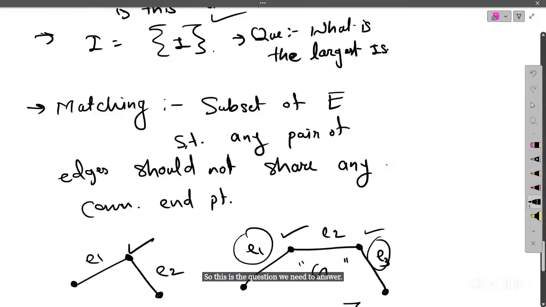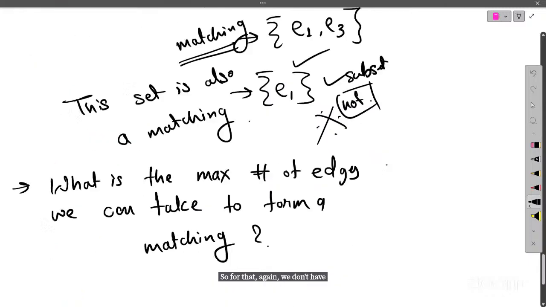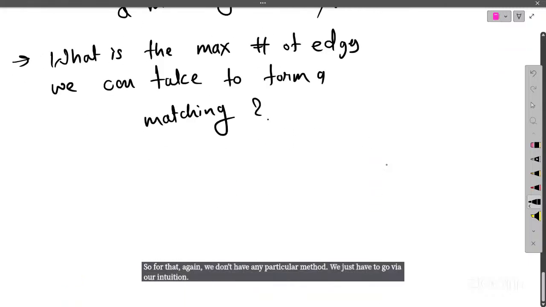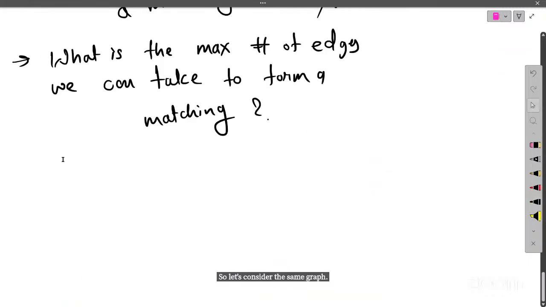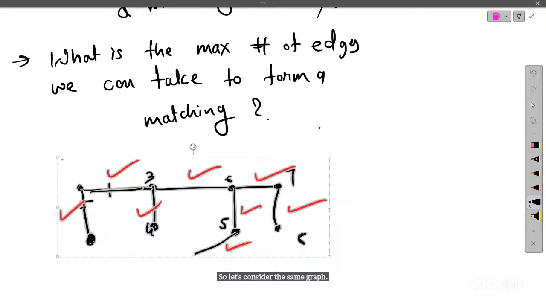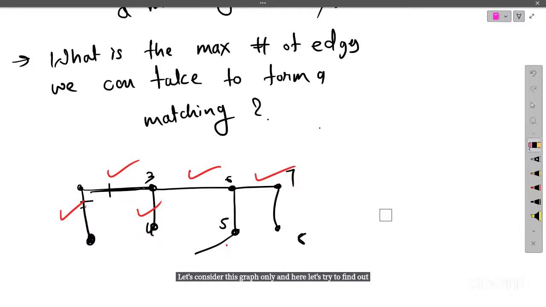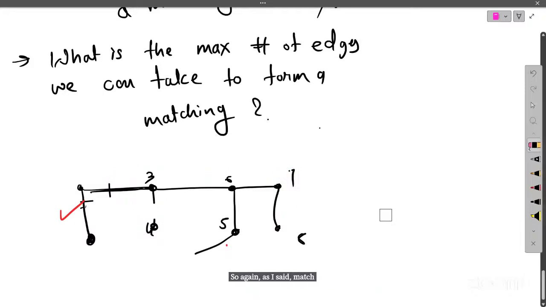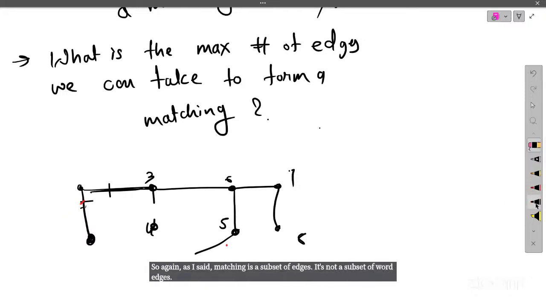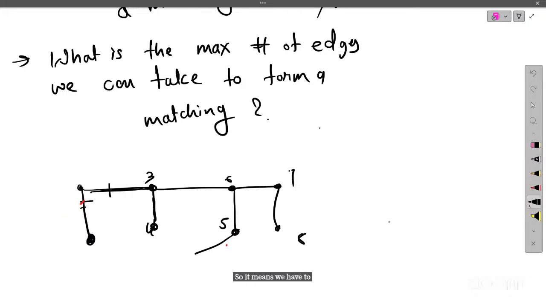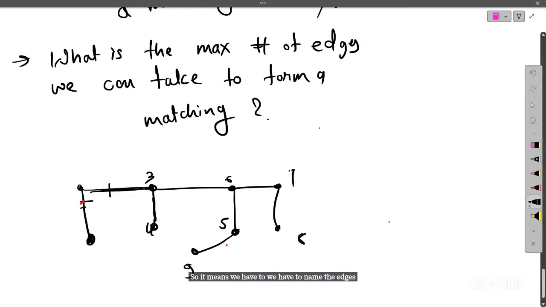So for that, again, we don't have any particular method. We just have to go via our intuition. So let's consider the same graph, and let's try to find out what the matching is here. Again, as I said, matching is a subset of edges. It's not a subset of vertices. So we have to name the edges so that we can make a subset.